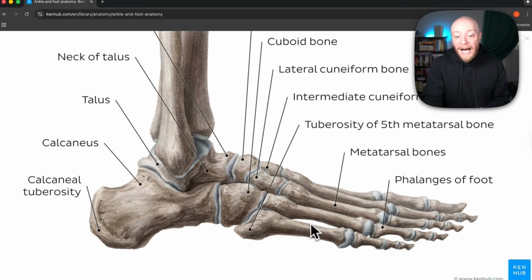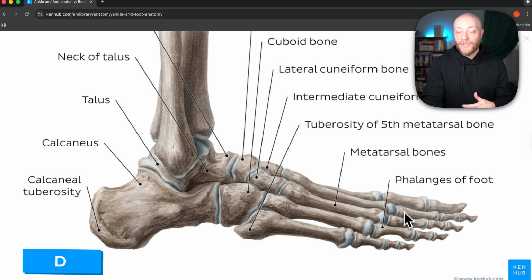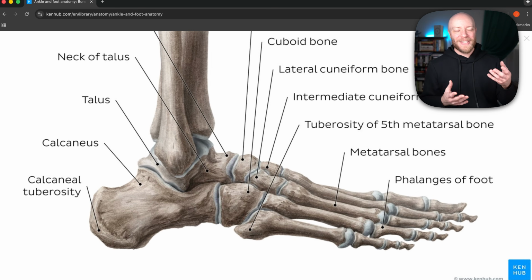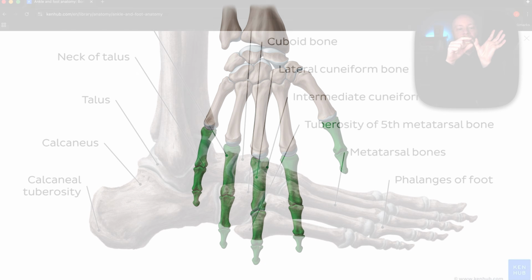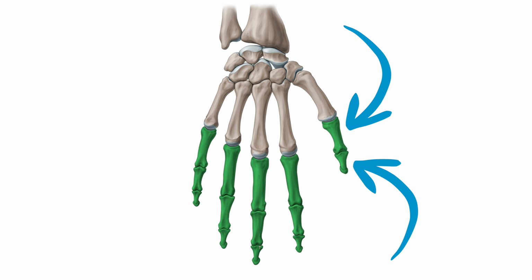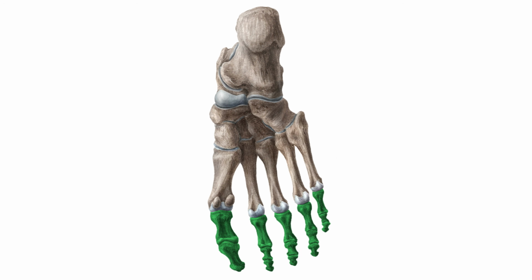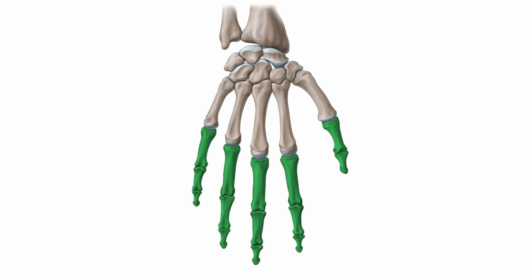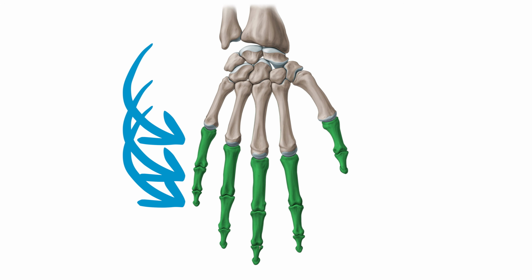But there are 5 of these metatarsals. And then we reach the digits. Now, the digits are once again homologous to the hand. So it's really easy, if you look at your hand, to get a solid understanding of how the foot is going to work too. Your thumb has 2 individual phalanges, or phalanxes. These are the bones inside of it. Well, so does your big toe. The other 4 digits, just like your fingers, have 3 bones inside of them.